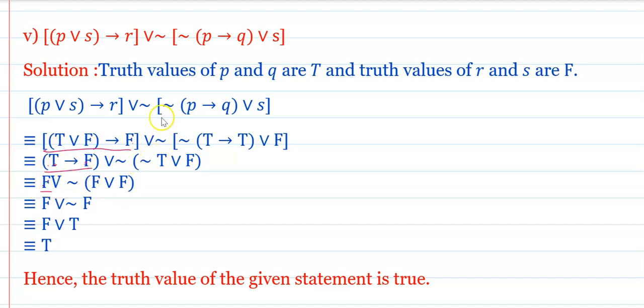What about the next? Here is a negation sign. Negation of T implies T. T implies T is true. Or S. S is F. T implies T is true. That is the negation of T, it is F. F or F is again F. Negation of F is true. F or T is true. And hence, the truth value of the given statement is true.